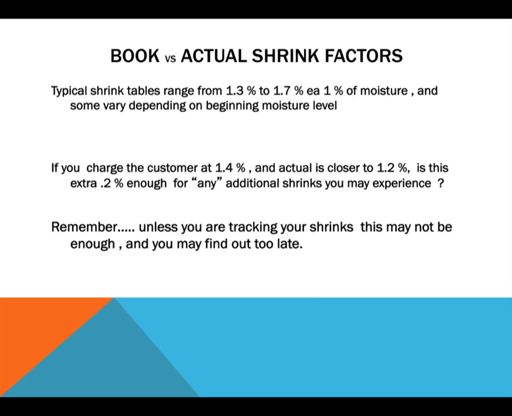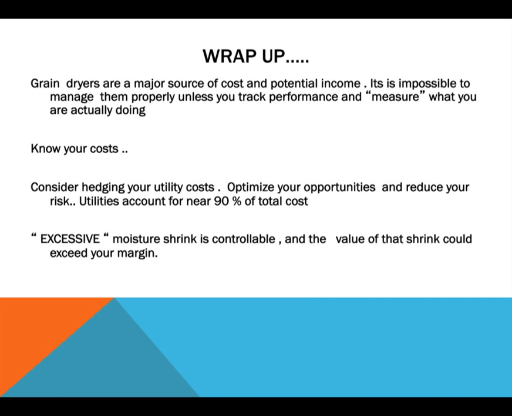Most of that we've already talked about. Book versus actual shrink factors, I think, is worth taking at least a second to talk about. Actual is somewhere around 1.2%. So if your company charges 1.4 for shrink, you've got a little bit of margin there. If they charge 1.7, you've got more margin. But in a dry year, that 0.2 might not be enough. You might come up short on your inventory. Unless you're tracking shrinks, this may not be enough.